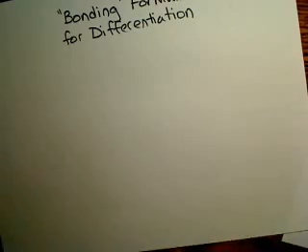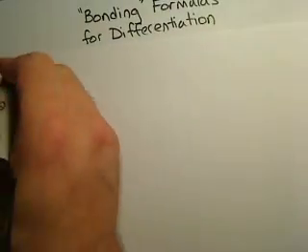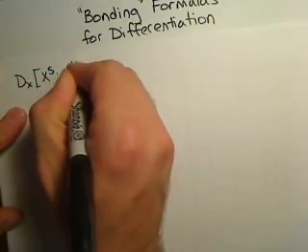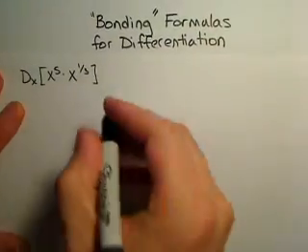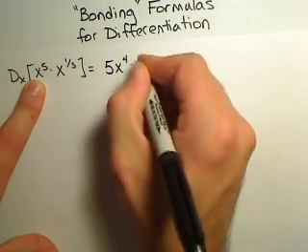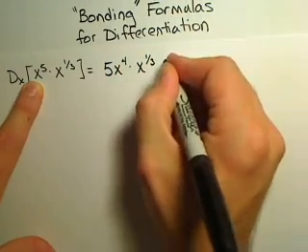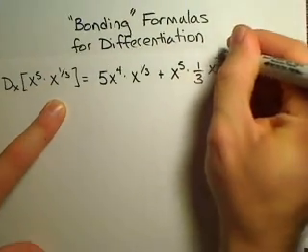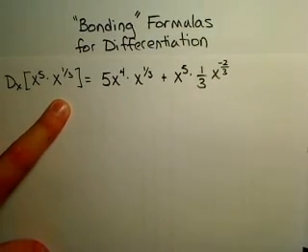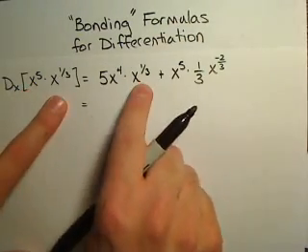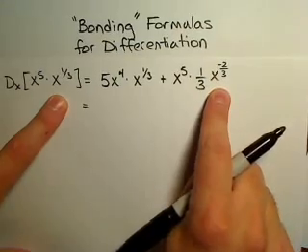So let's take a look at an example of this. So what should it be? The derivative of x to the 5th times x to the 1/3 ought to be the derivative of the first times the second plus the first times the derivative of the second. And now it's a matter of cleanup. So derivative of the first times the second copied over, first times the derivative of the second.